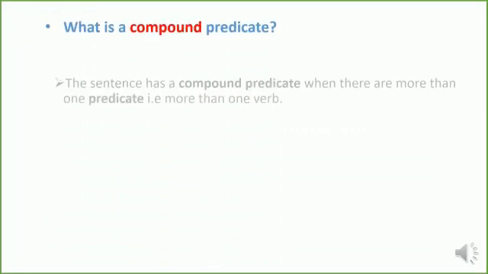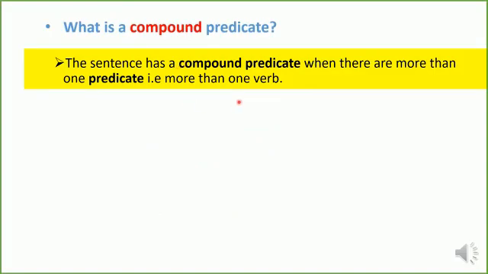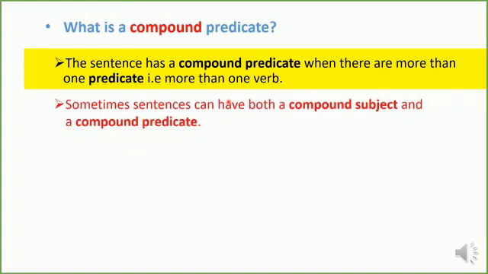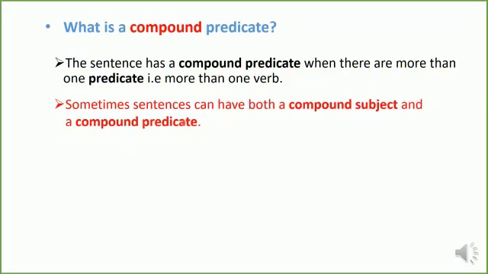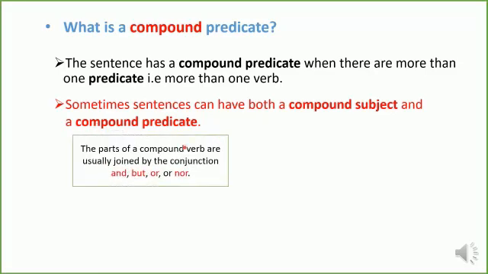Now, what's a compound predicate? A compound predicate is when we have more than one verb in the sentence, 2, 3, 4, whatever it is. So more than one verb, this is a compound predicate. Sometimes sentences can have both a compound subject and a compound predicate. The parts of a compound verb are usually joined by the conjunctions and, but, or nor. For example, Shadi wrote and studied. Here Shadi is the subject, wrote is the verb, studied another verb. So here we have 2 verbs in the same sentence. This is a compound predicate. These 2 verbs are connected by the conjunction and.